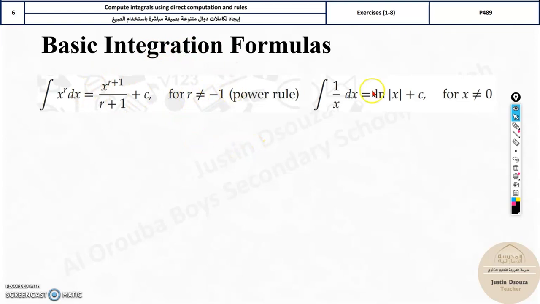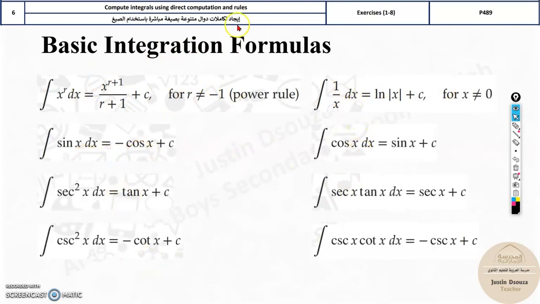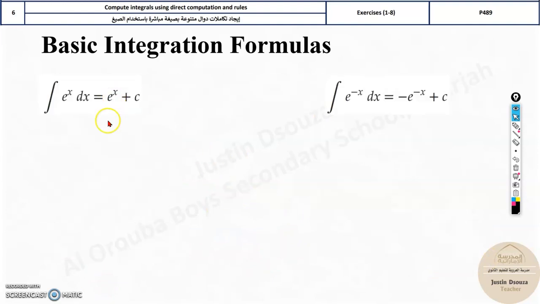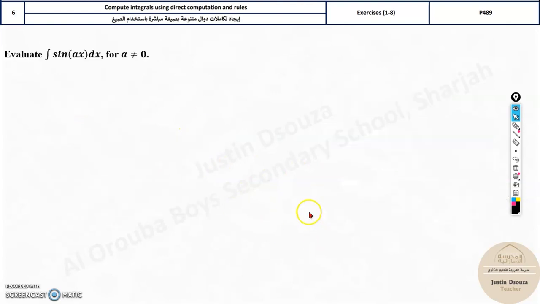I hope you remember the power rule, 1 by x, the trigonometric functions. These are all the formulas. You can pause the video now and just glance through this and memorize them again. And then we have more of them: exponential, tan inverse functions. So these are all the formulas, the basic ones.